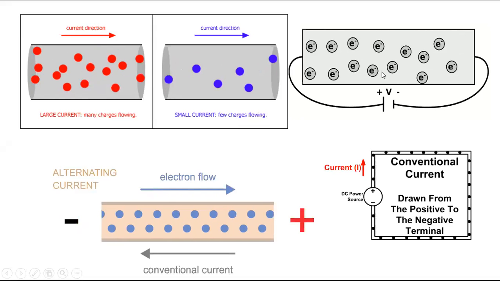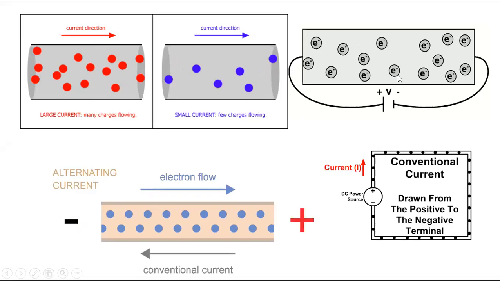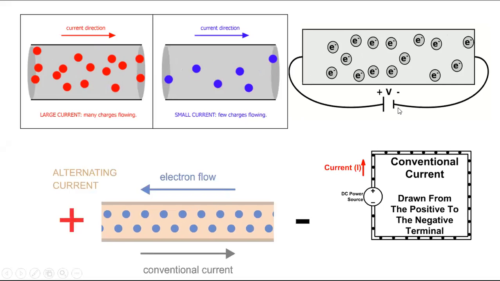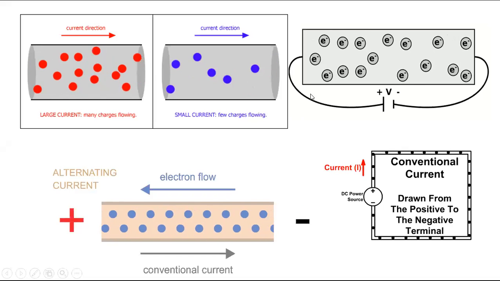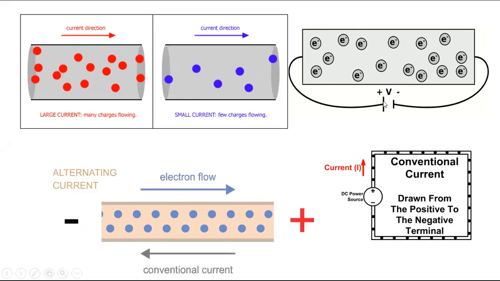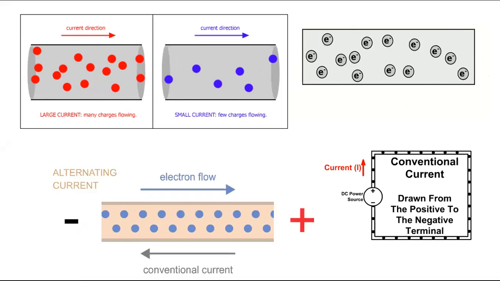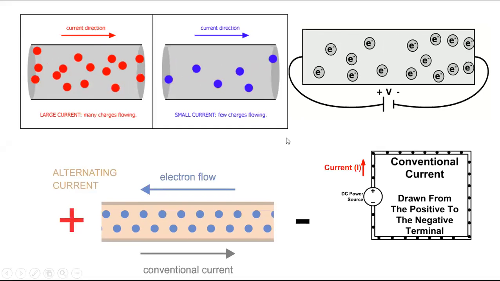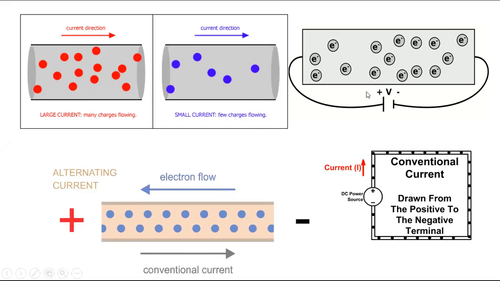Now all of you, electrons contain negative charge. So electrons are repelled by the negative polarity or negative terminal of the battery and they are attracted towards the positive terminal. So always electrons flow from which terminal to which terminal? Electrons flow from negative terminal to positive terminal.